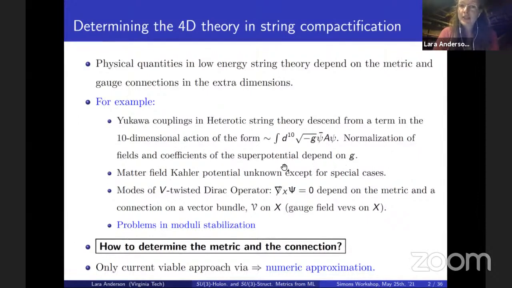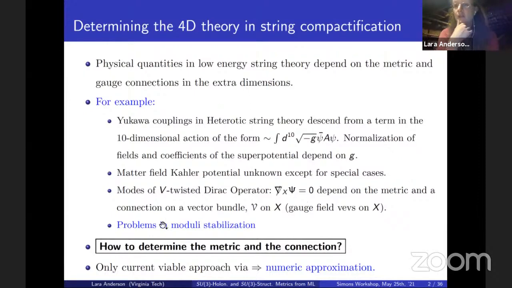The matter field Kähler potential, very similarly, is unknown except in special cases and makes fully specifying, for example, a heterotic theory very difficult. Although we can count the number of zero modes of massless states, actually determining the harmonic representatives of the cohomology classes that count these is a metric-dependent problem. It involves solving for modes of V-twisted Dirac operators, which again would depend on the knowledge of a connection on a vector bundle and a metric.